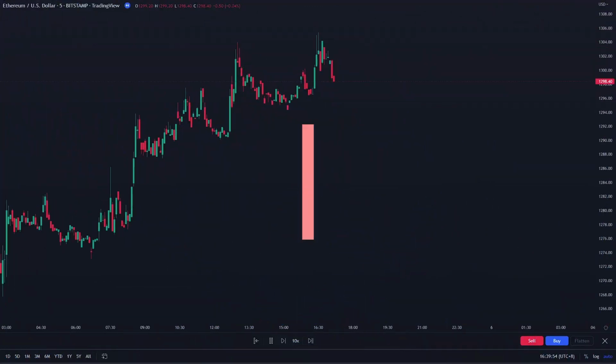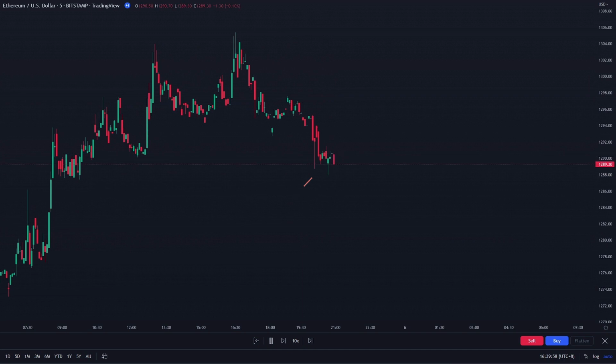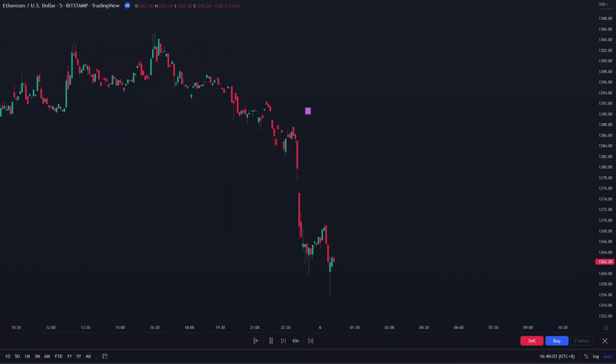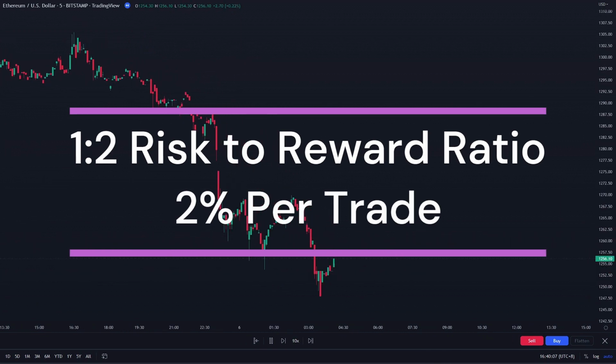For this backtest, we'll be using the 5-minute Ethereum Tether US chart as our test case, and we'll be backtesting the strategy 100 times with an initial account size of $1,000 and a 1-to-2 risk-to-reward ratio, risking 2% per trade. Let's start by adding the indicators to the chart.